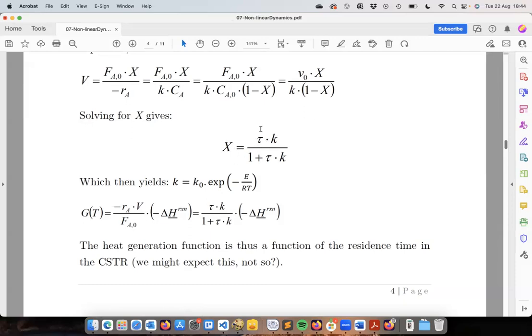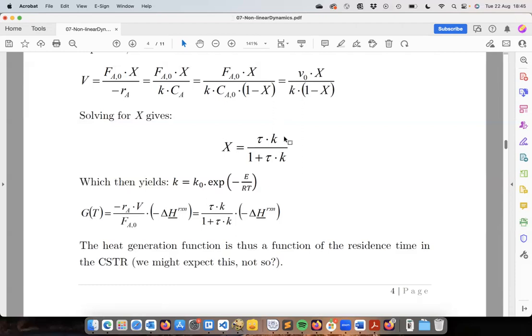If, of course, tau is very large, so if we are spending lots of time in the reactor, then this number in the denominator, this tau times k, is going to be much greater than 1. And so this equation becomes approximately tau times k over tau times k, right? Because tau k is much more than 1, so we can just ignore the 1. And if we do that, then the tau k's cancel, and this thing becomes a 1. So for very large values of tau, x is about 1. And that's what we expect. If we give the system a long time to react, then we get a complete conversion.